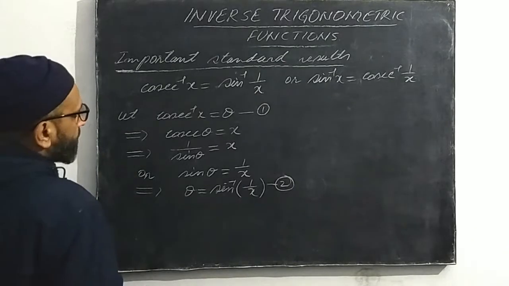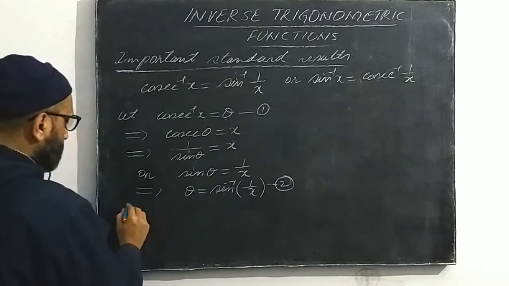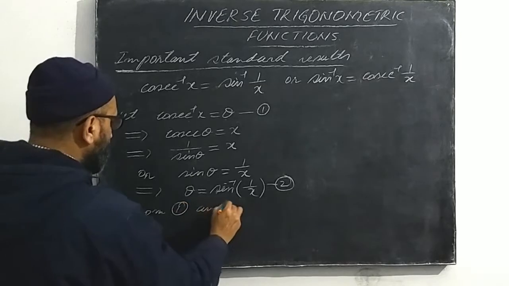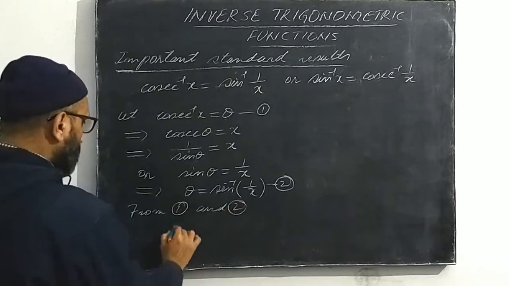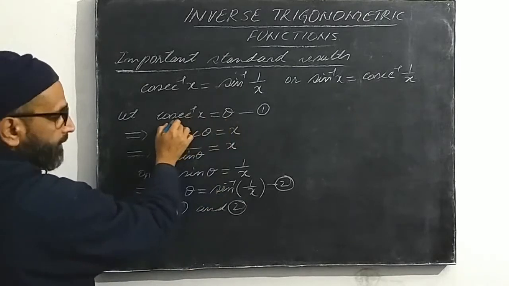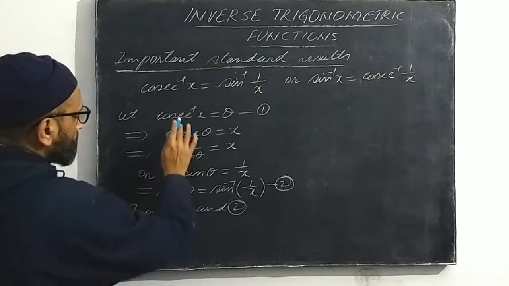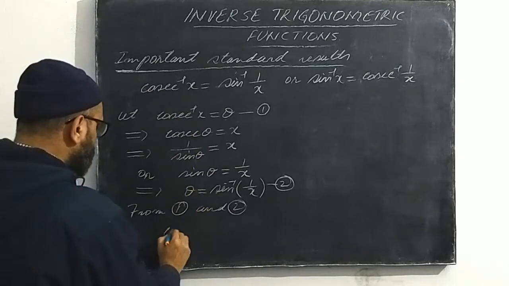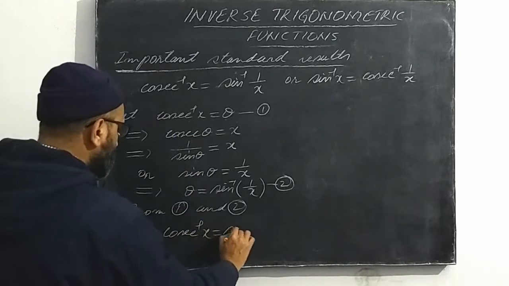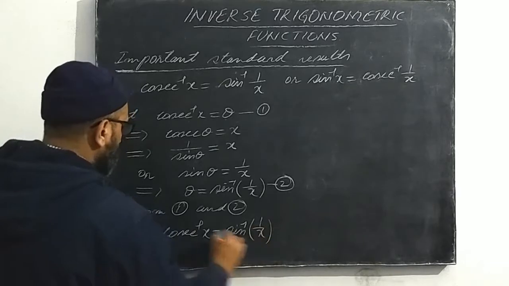Now substituting the value of theta from equation number 1 and equation number 2, we get theta, and theta value is cosec inverse x from equation number 1. So substituting this value here, we get cosec inverse x is equal to sine inverse 1 over x.